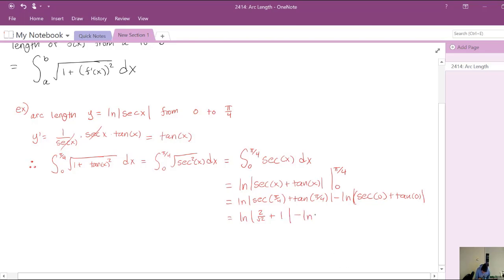Minus natural log of, so cosine of 0 is normally 1. If you take its reciprocal for secant, it's still 1. Plus tangent of 0, which is 0. Let's see, 2 divided by root 2 is just root 2. That's root 2 plus 1. And then what's natural log of 1? 0. So our final answer will just be this right here: natural log of root 2 plus 1.